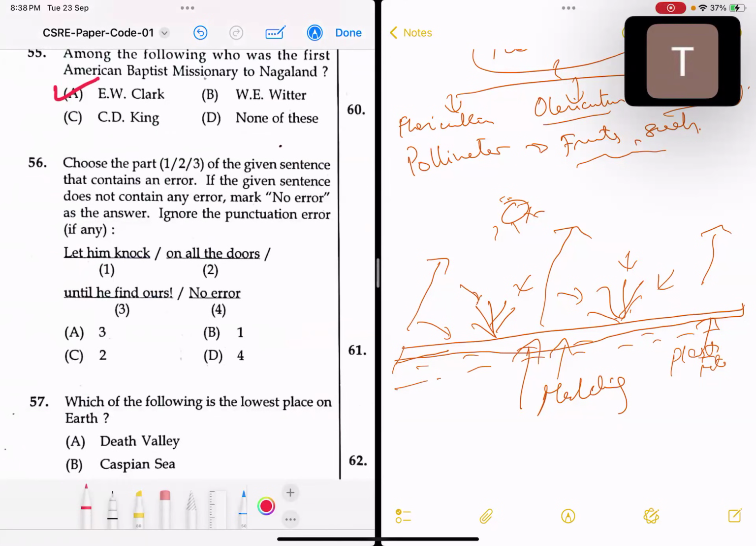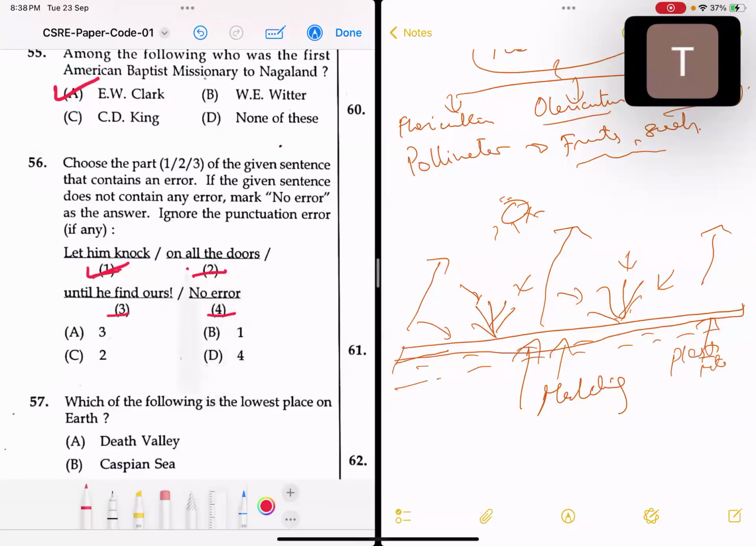So now, here a sentence has been given that is divided into 3 parts, okay? First part is let him knock. Second is on all the doors. Third is until he find ours. And fourth one is there's no error. And we have to find that part of the sentence where there is an error. Okay, now let's look at the first part. Let him knock. So this is correct, right?